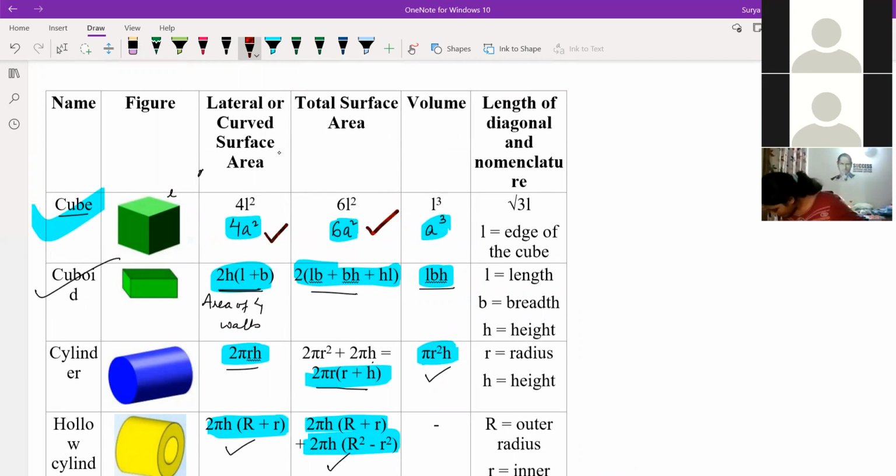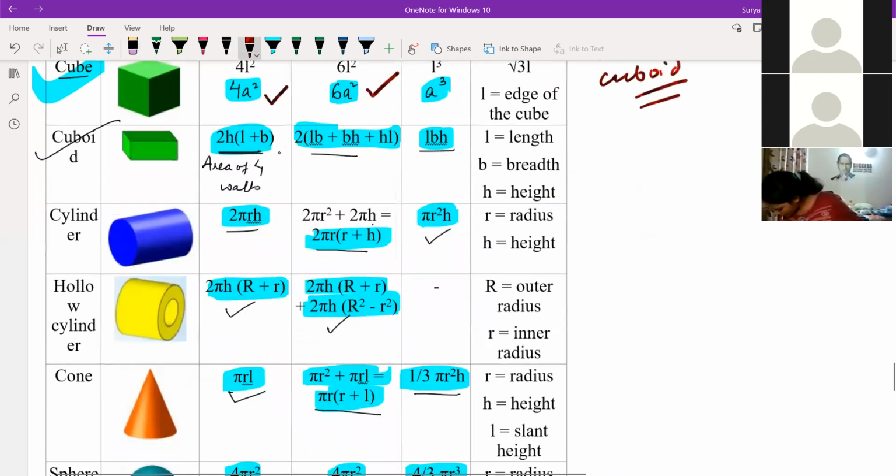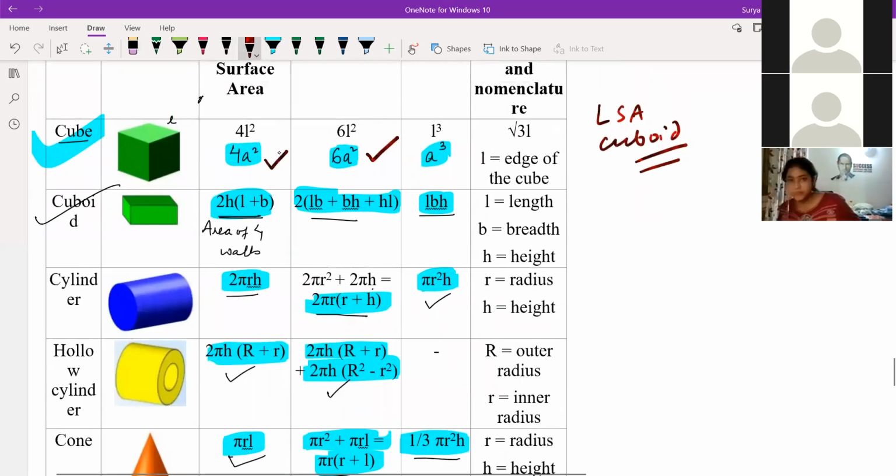Same thing I'm asking, what is the lateral surface area of cuboid? This is for cube. No, I'm asking for cuboid. Sir, 2h into (l plus b). Or we call it the area of four walls also. Okay, sir. But I was not habituated to that name, so I got confused. Acha. Fine.